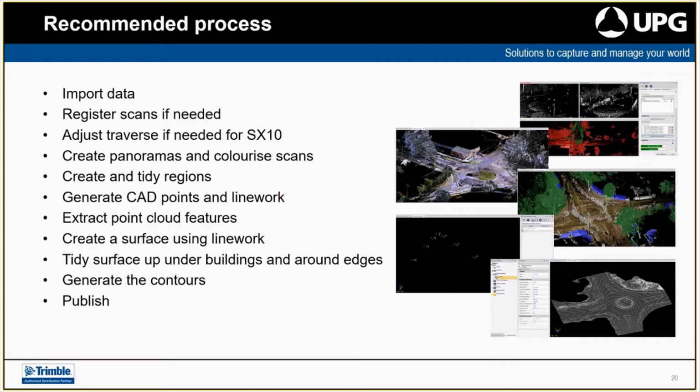Extract the point cloud features, so that's where you're using the trees and the poles to export the line work automatically. Create a surface from the points using the line work so that it's got those sharp edges and all of that. Then you create your contours after you've tidied up everything, and then you publish. And that's essentially the workflow that you would run to get the data through TBC and out.